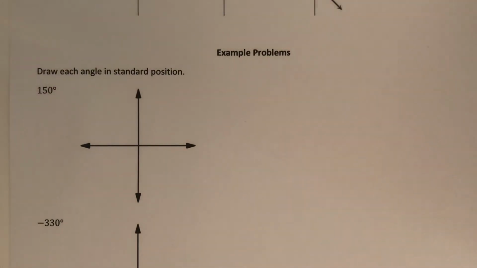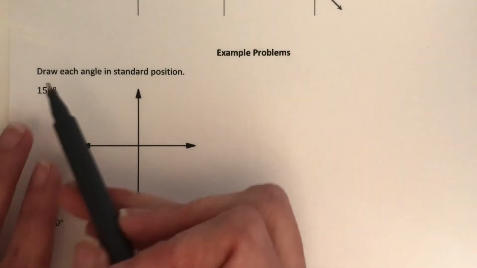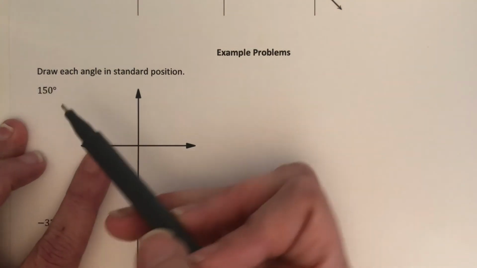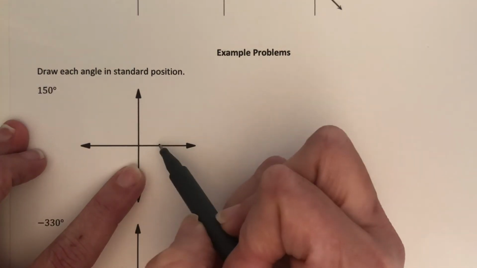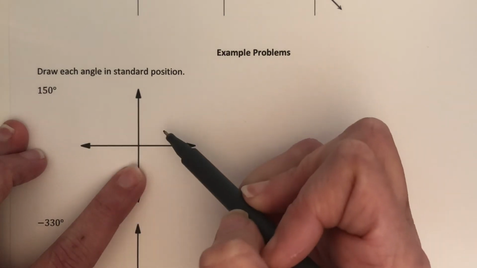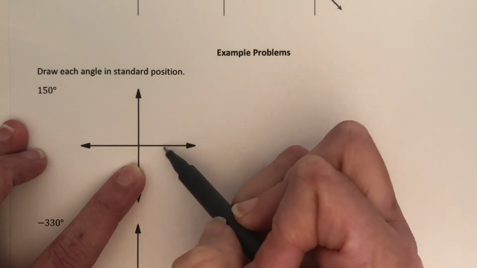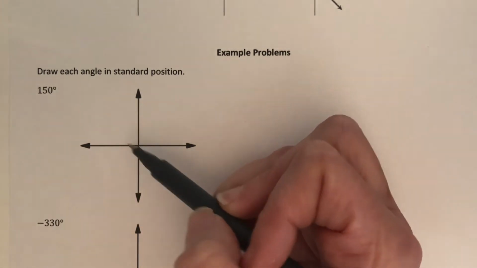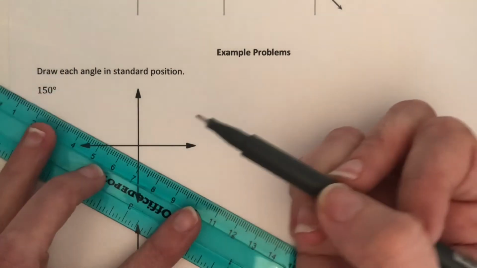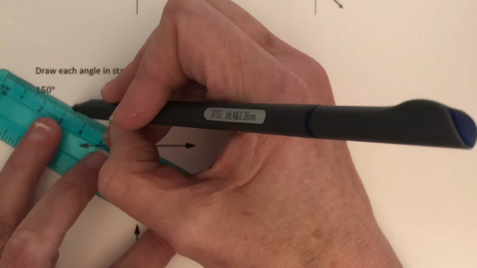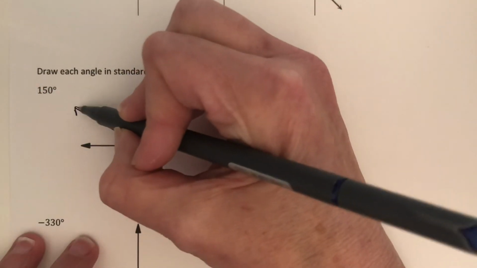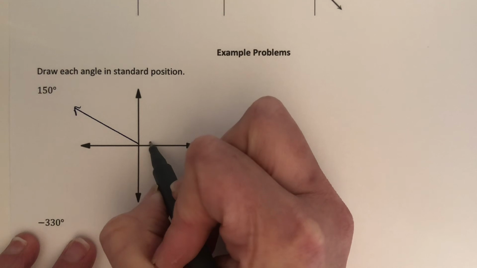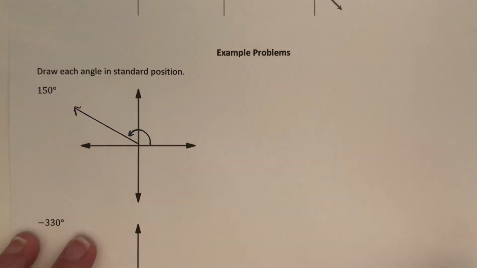So you are going to have some problems where they just ask you to draw each angle in standard position. So if I wanted to draw the 150 degree angle, let's just think it's positive, so I'll be rotating counterclockwise. If I start here, then to go to here would be 90, and to here would be 180. So my angle has to lie somewhere in quadrant 2. And this is just an estimate, but it would look something like this. And you do want to indicate the direction of rotation. So that is roughly a 150 degree angle.